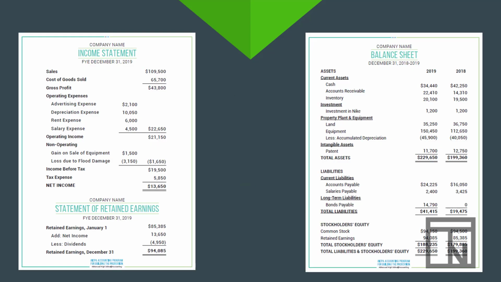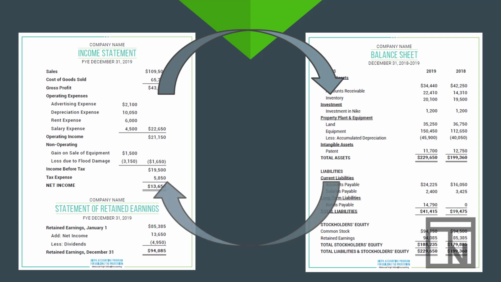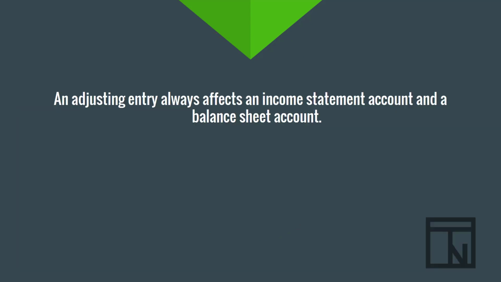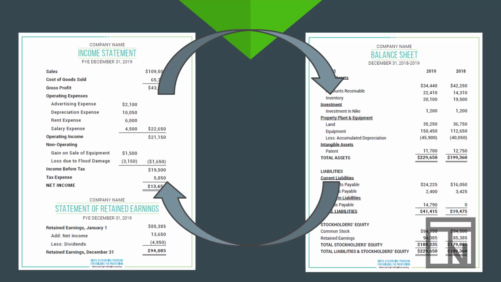So when you're dealing with adjusting entries, all of our adjusting entries are either moving money off the income statement to the balance sheet, or moving money off the balance sheet back to the income statement. So an adjusting entry will always affect at least one income statement account and at least one balance sheet account. That's the big thing to remember with adjusting entries. Adjusting entries affect an income statement and a balance sheet account because it's transferring money from one to the other or back again.